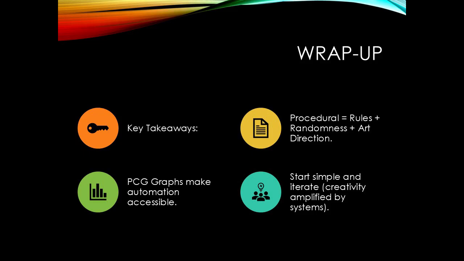To wrap up, here are the main ideas. Procedural generation is about building systems, not single objects. Unreal's PCG framework gives you powerful tools for automating repetitive tasks. Building generation becomes much faster when you use rules and modular assets.